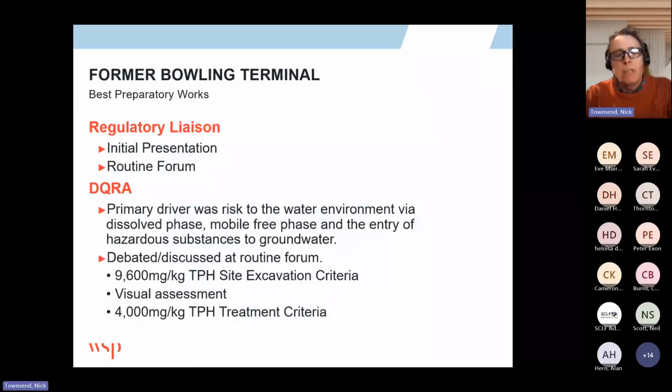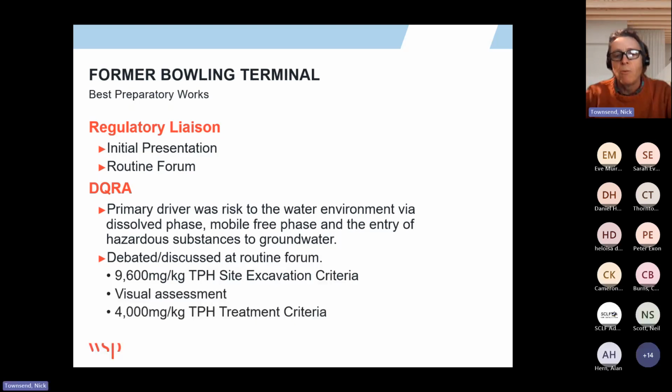But going back a stage, very early on, the client project team recognised the value of early engagement. So we undertook a presentation to SEPA, WDC planners, and the contaminated land officer. And during that, we set out high-level aims and key project deliverables as we started that long journey to agreeing the remediation strategy.